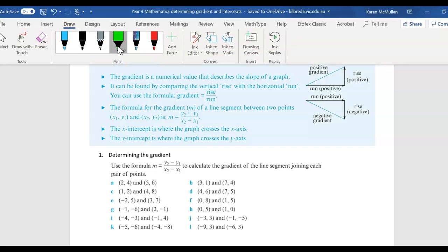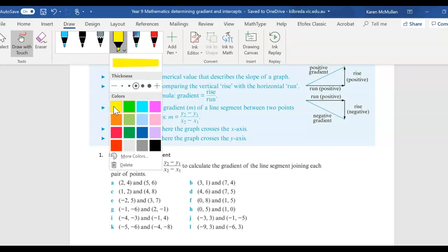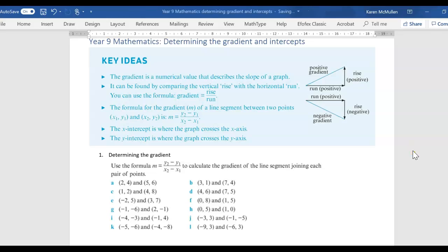So let me just get my highlighter. I might change from green to yellow just so we can see it a bit easier. So your gradient is basically how far up we go, so our rise, so you can see here, your rise over how far across we go, your run. That's all it is, your rise over your run.